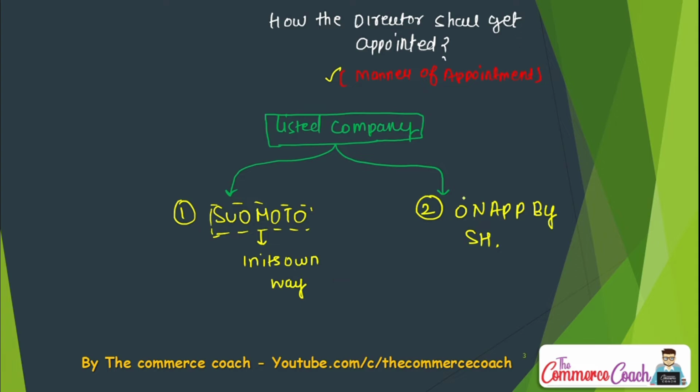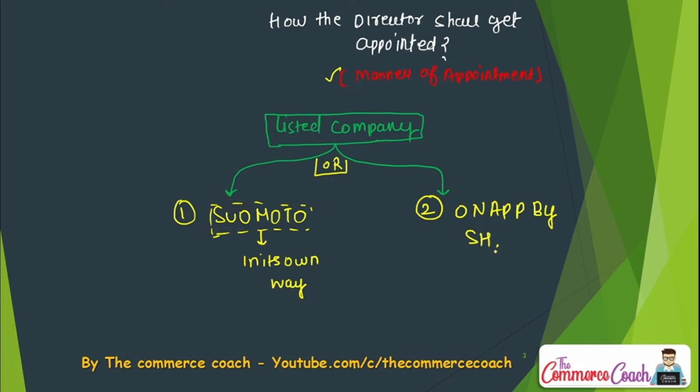The second way that we have is on application by shareholders. This is either of the ways. Either the company can appoint the director by suo motu procedures, or it can go with the on application by small shareholders.